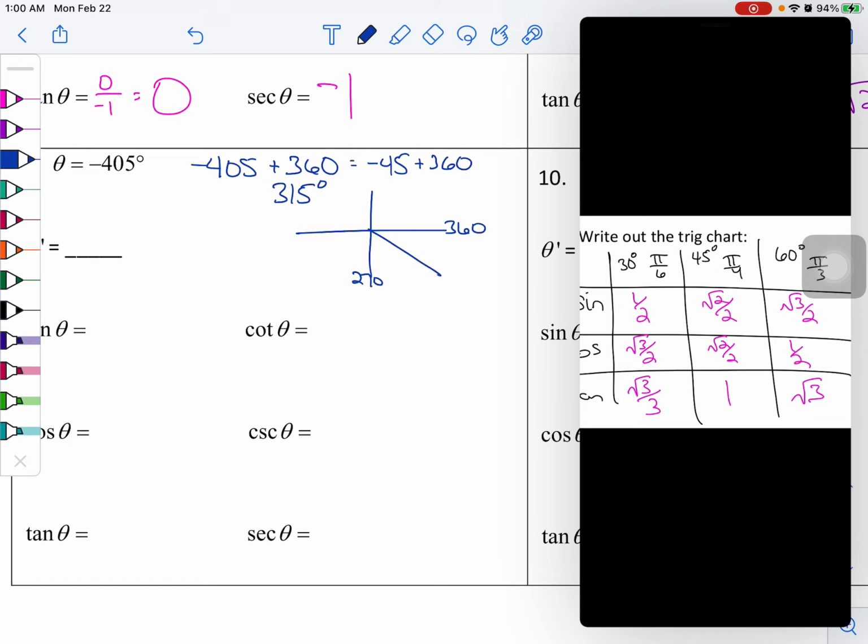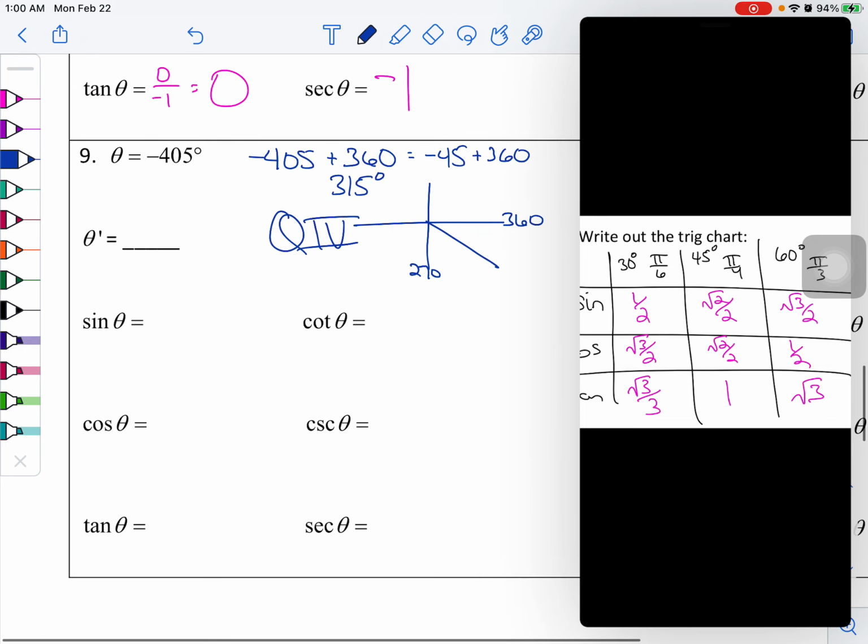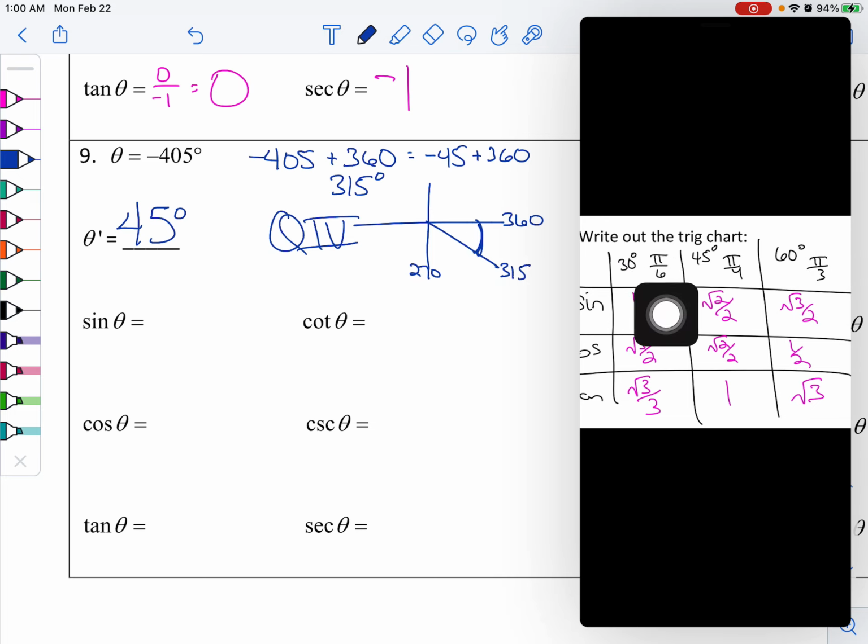So on my unit circle, this is 270, this is 360. 315 is somewhere between them. So now I know I'm in quadrant 4. And the question is, how many degrees am I from the x-axis? So this angle right here is what I'm looking for. So 315 to 360, if I subtract those, I get an angle value. My theta is 45 degrees. Okay, so 45 degrees here are going to be the root 2 over 2, root 2 over 2, and 1. So let's go ahead and fill those out.